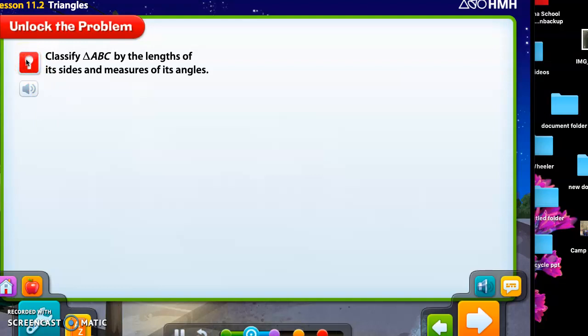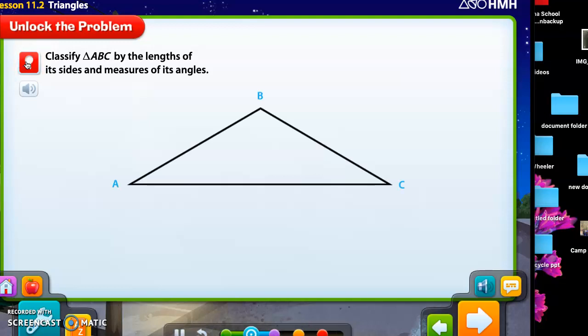Let's unlock the problem. You can begin by measuring the length of each side of the triangle. The length of line segment AB is 7 centimeters. The length of line segment BC is 7 centimeters. The length of line segment AC is 12 centimeters. Notice that triangle ABC has 2 congruent sides.